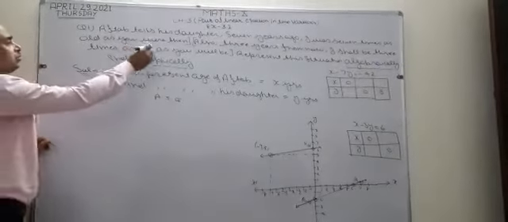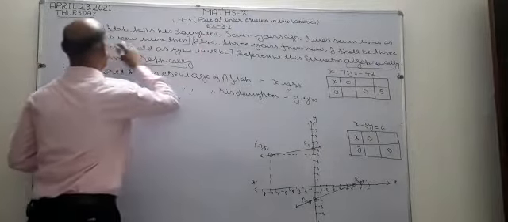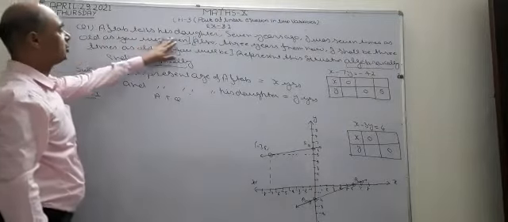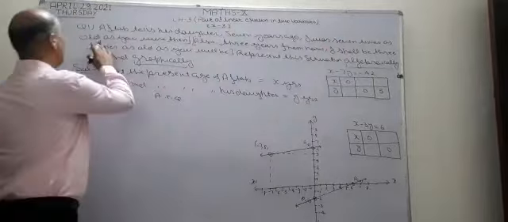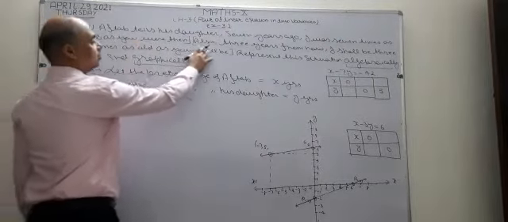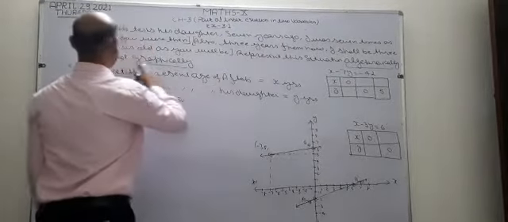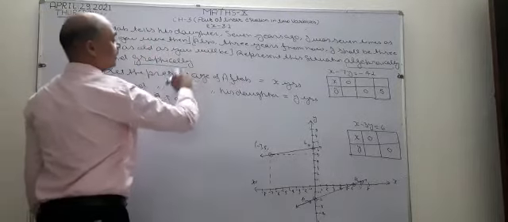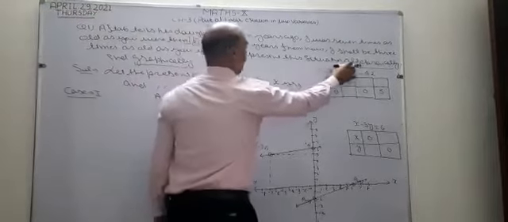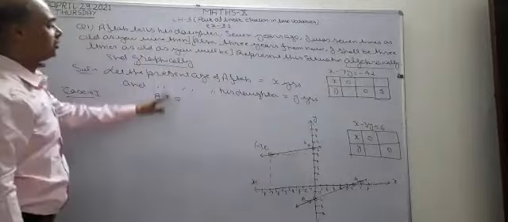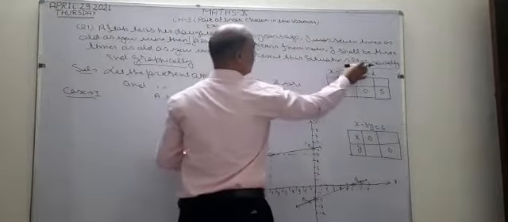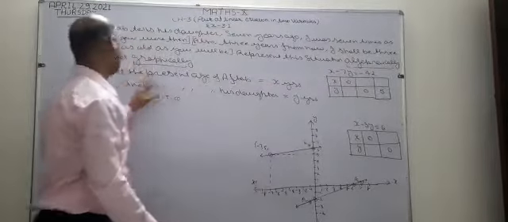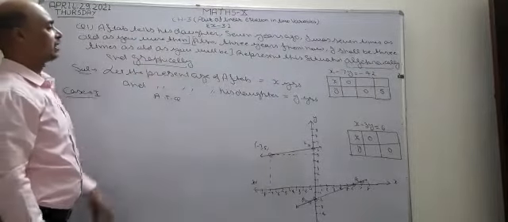Okay, I am going to start exercise 3.1. First question. Aftab tells his daughter, 7 years ago, I was 7 times as old as you were. Also 3 years from now, I shall be 3 times as old as you will be. Represent this situation algebraically and graphically. It means this question has two parts. First, I am going to represent this situation algebraically. After that, I am going to draw the graph of the given equations.